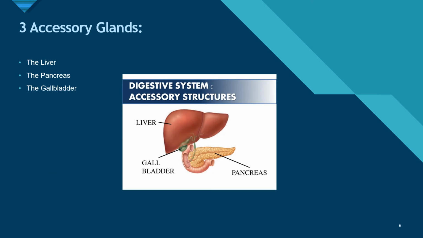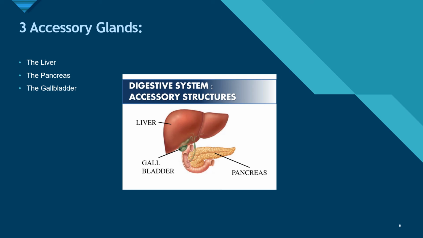And then last but not least, we have the 3 accessory glands, which also aid digestion in their own ways. So we have the liver. It's the largest gland in the body, and it has 2 main lobes. And the main thing that happens here is that it removes poisonous substances from our blood, and it makes plasma proteins from amino acids, and it removes bilirubin, which is the product of hemoglobin.